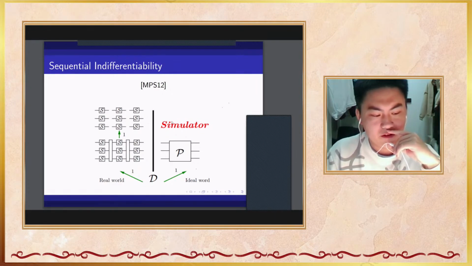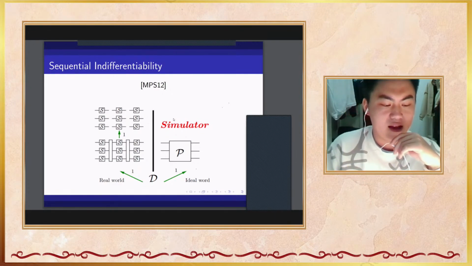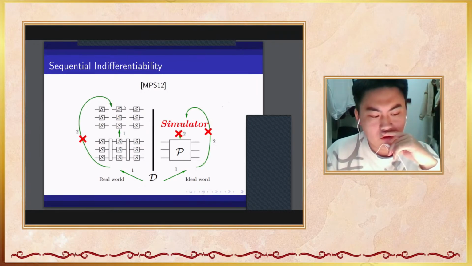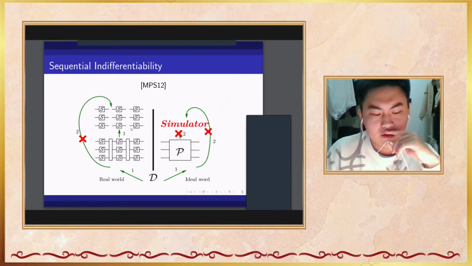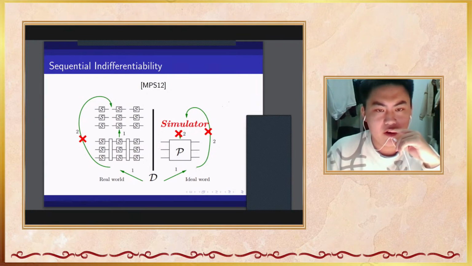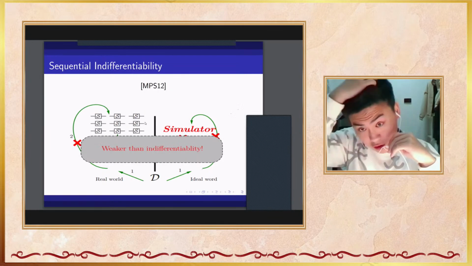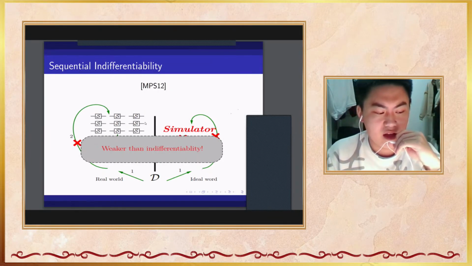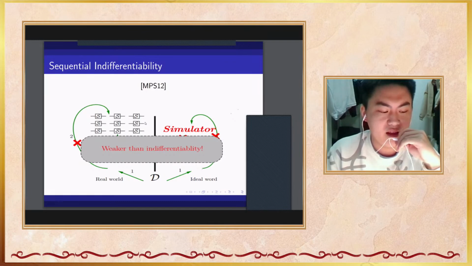If the distinguisher first queries the construction, then the distinguisher could not query another primitive security model anymore. It could just query this part. Because we restrict the query order of the distinguisher, it is weaker than the full indifferentiability. The sequential indifferentiability notion has the advantage of being simpler and easier to use in the proof, but it is still strong enough to imply the correlation intractability.